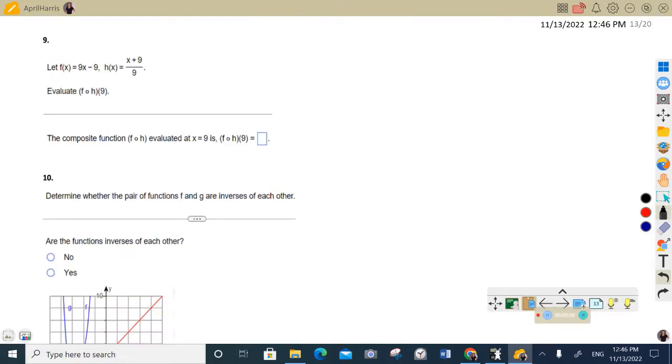Okay, question 9 says let f of x equal 9x minus 9 and h of x equal x plus 9 over 9. Evaluate the f of h of 9. So that open circle does not mean times. It means it's a composition. F of h of 9. That's the way I like to rewrite it. So you have to work your way from the inside out. First thing I got to find out is what is the h of 9 equal to. So I'm going to go over here to the side and use the h equation.